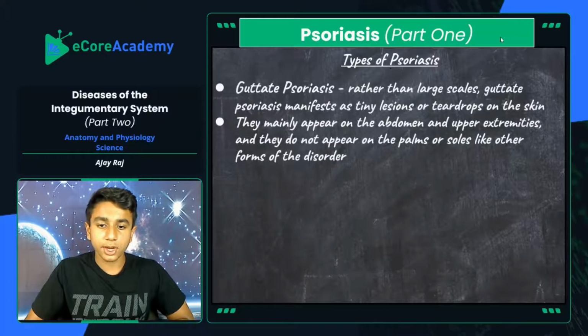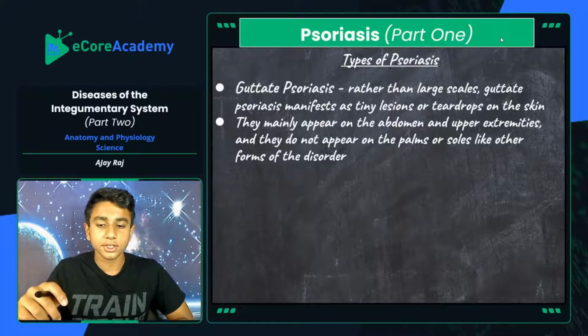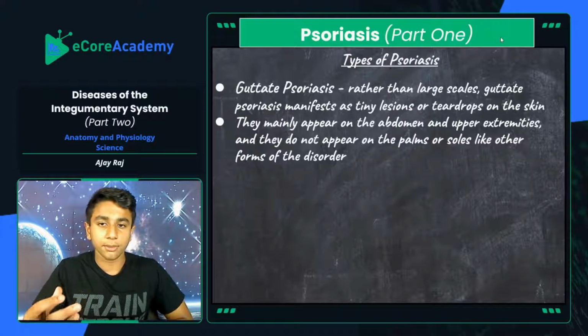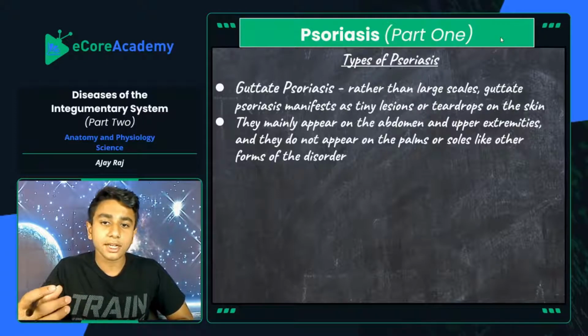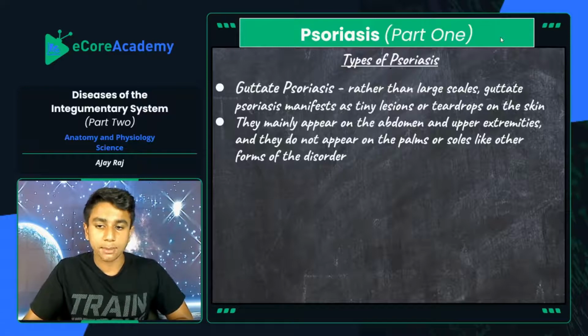So the first type of psoriasis that we're going to look into in this specific video is guttate psoriasis. However, in my previous video, part 1 of diseases of the integumentary system, I did refer to plaque psoriasis and psoriasis as a whole. Those are the two main ones, and plaque psoriasis is the most common. But the first one that we're going to refer to today in this video, part 2, is guttate psoriasis, a specific type of psoriasis.